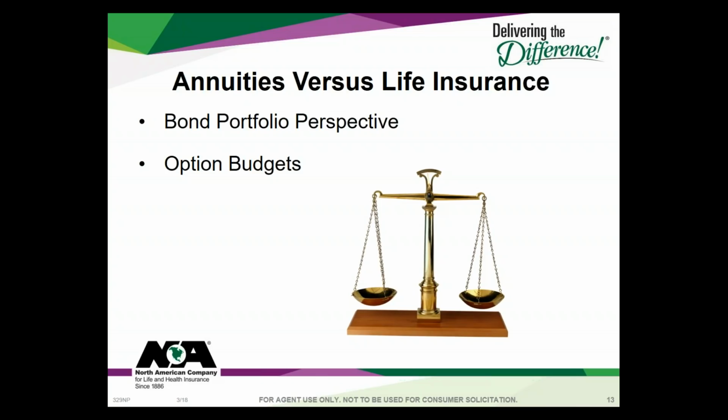That's not the case. But in today's environment, I wanted to say why annuities have been lower, and have been lower for a number of years, than life. It's largely those two aspects: the bond portfolio perspective and the option budget.